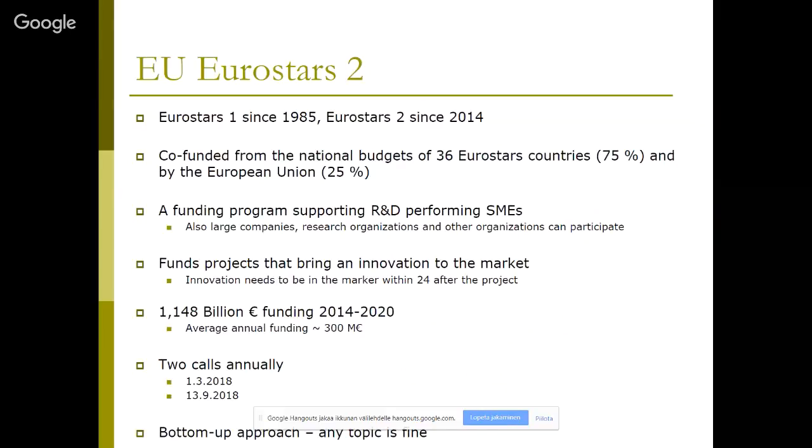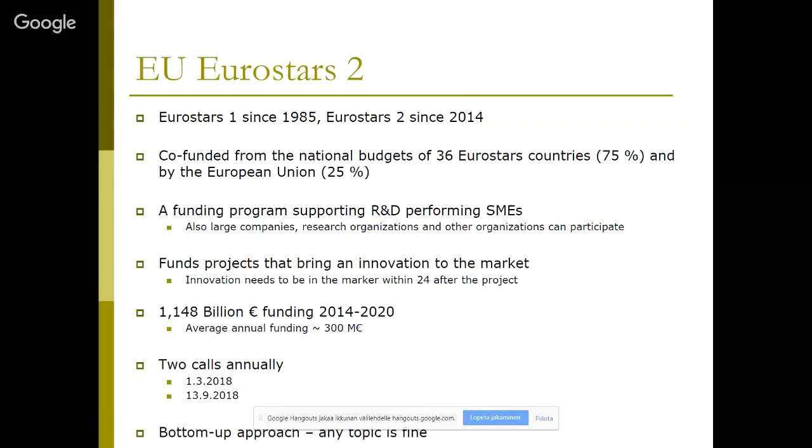So Eurostars started in 1985, so it's been running more than 30 years, and the current Eurostars 2 started in 2014. So Eurostars is a co-funding program of member countries and the EU. It means that the EU will fund 25% of the budget, and the member countries will fund 75%. There are also members outside the EU: South Korea, South Africa, Turkey, Israel, Switzerland, Norway, and Iceland. And those are funding their own parts by themselves.